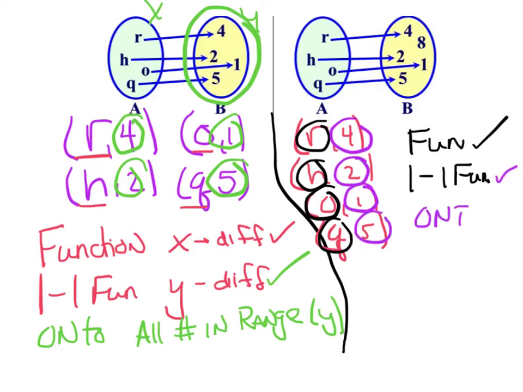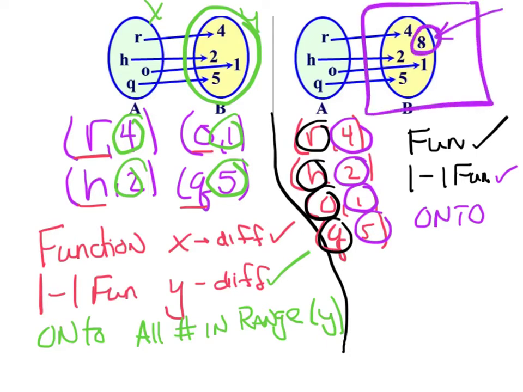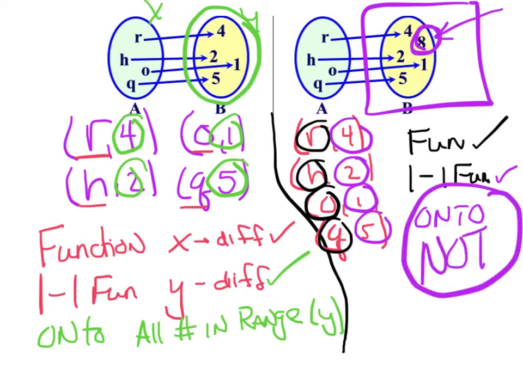Is it onto? Did I use everybody in the range? Did I use everybody in the y value? Well, I would say it's not onto, because look at this 8, there's nobody going towards him. So I just want to be clear that this is not onto. I did not use everybody in the range.